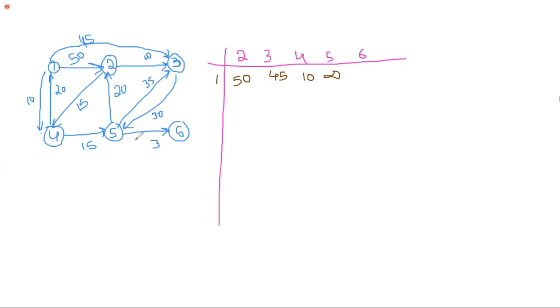There is no direct edge to reach 5. So I'm making it infinity. Why? Because till now the known vertex is only 1. So from 1 to 5 I cannot reach, and 1 to 6 also I cannot reach. Am I clear up to this point? Yes, ma'am. Next, now in this you select any one vertex as the known vertex.